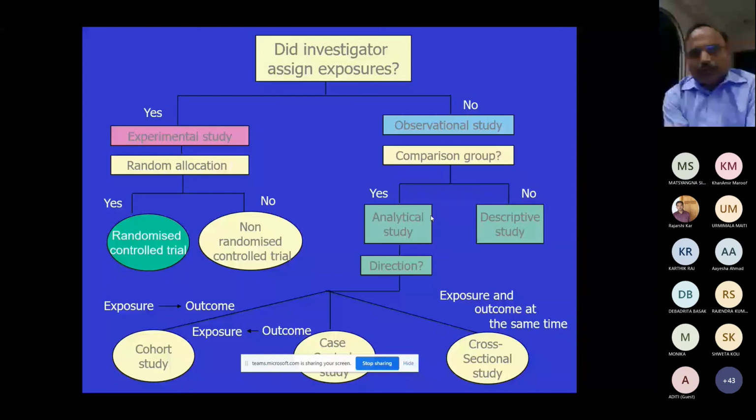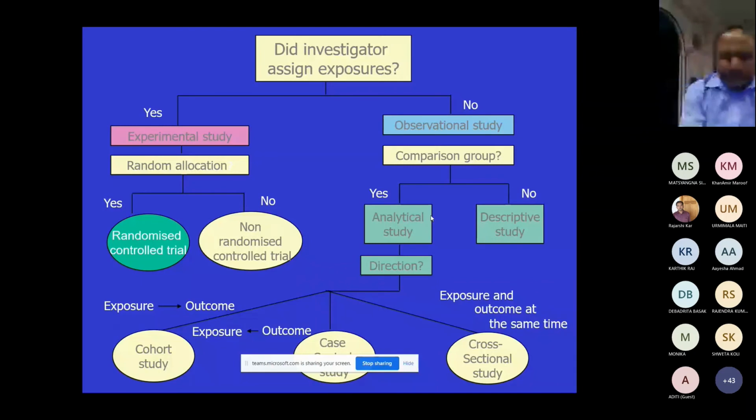If it is no, it becomes an observational study. If you have two comparison groups, it becomes an analytical study. If you have only one group, it becomes a descriptive study. And in the comparison group, in the observational, if you move from exposure to outcome, it becomes a cohort study. If you move from outcome to exposure, it becomes a case control study.